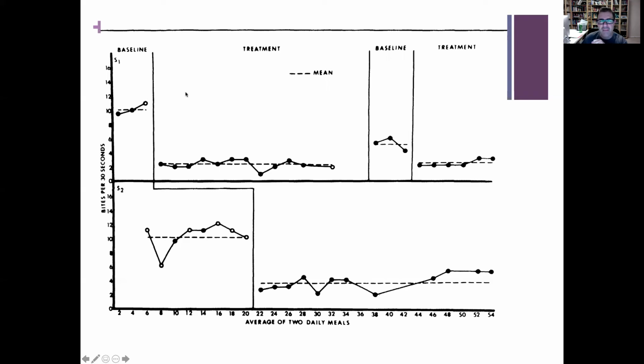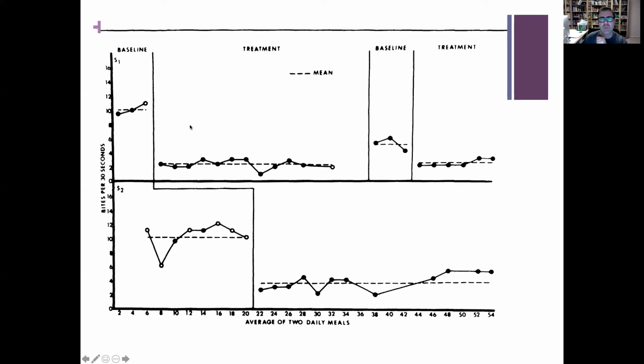That's eating very fast. Now, notice that once they started the treatment, it went down significantly. Now they're at about 30 seconds. So in a minute, they're taking 4 bites per minute, right? Here they're taking during baseline about 20 bites per minute. That's fast. So it goes down. The same thing with treatment for participant 2 in a multiple baseline.